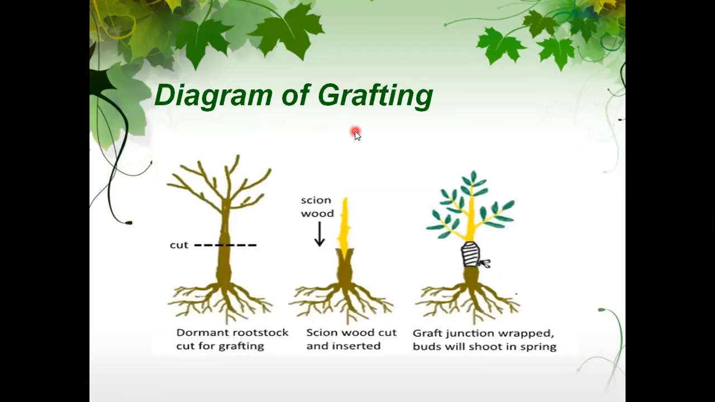Now see the diagram of grafting. In grafting, what we have to do: this is the root stock cut for grafting. We have to cut from here in a V shape. We know it as a V-graft. This is known as the stock, in which we have to insert the other part of the plant, known as the scion, and we have to wrap this portion, the graft junction, and the bud will shoot in the spring. The result will be shown in the spring.